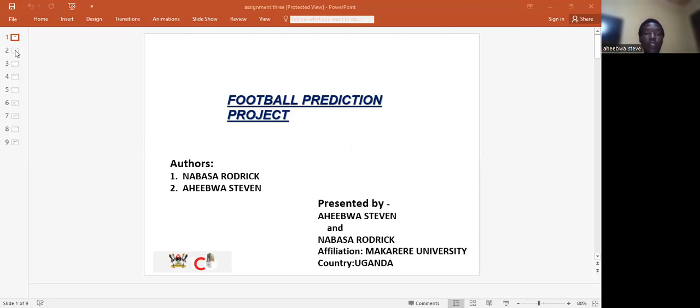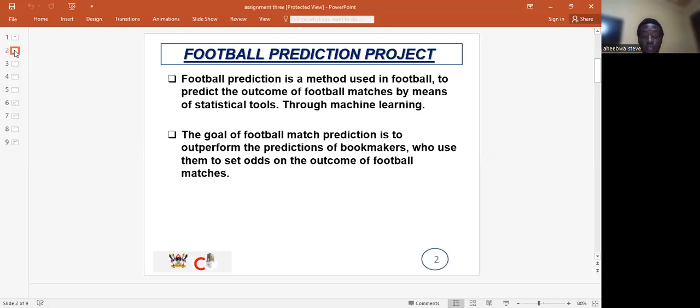As we had looked at before in the previous videos, football prediction is a method used in football to predict the outcome of football matches by means of statistical tools through machine learning. The goal of the football match prediction is to outperform the prediction of the bookmakers who will use them to set odds in the outcome of football, as earlier seen in the previous videos.